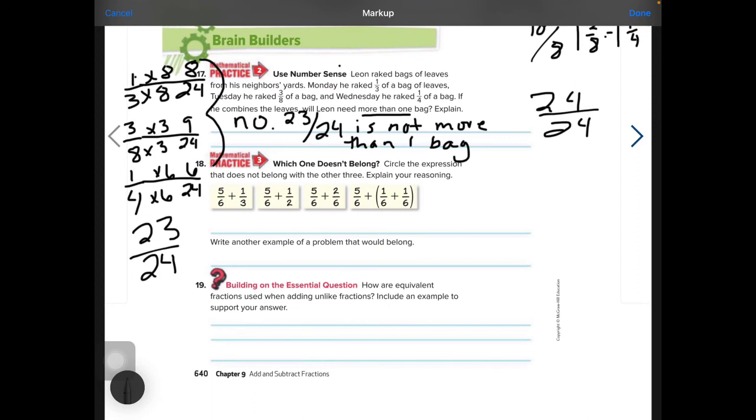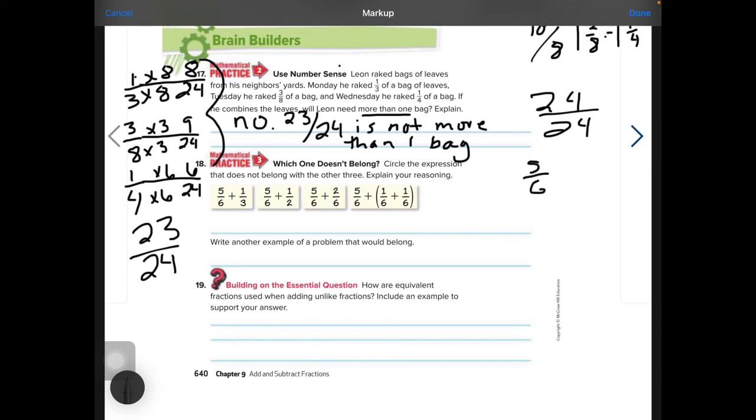All right, let's go to 18. Which one doesn't belong? Circle the expression that does not belong with the other 3. Explain your reasoning. Oh, goodness. Well, let's look at them and see what they equal. Looks like they want us to add them together. So let's do the first one.